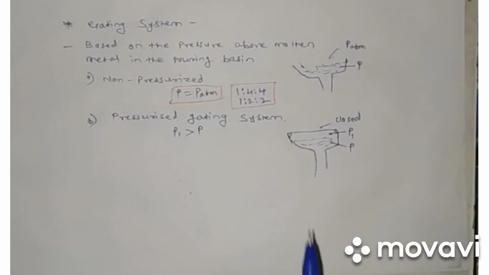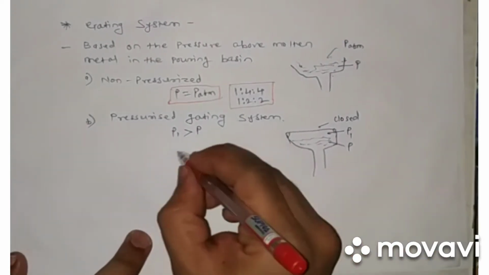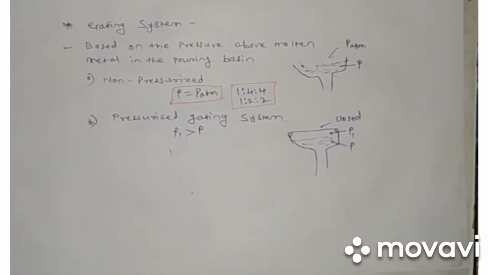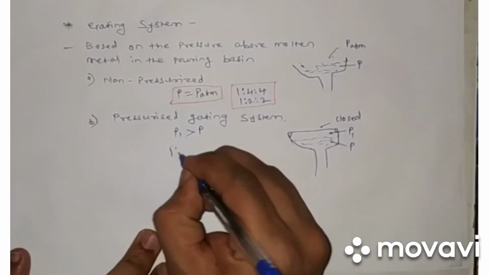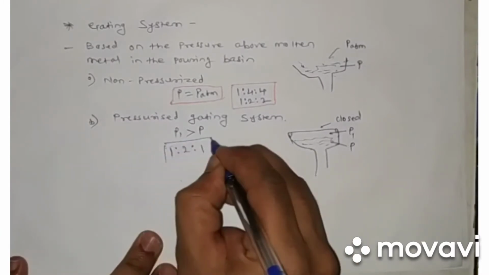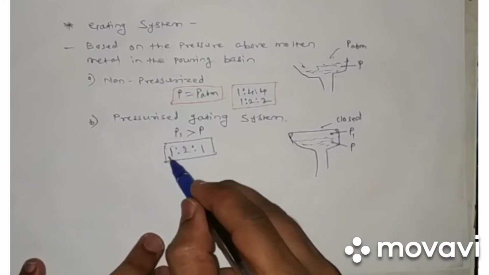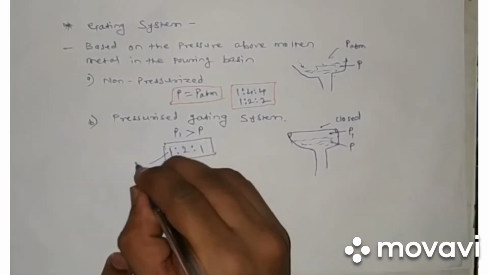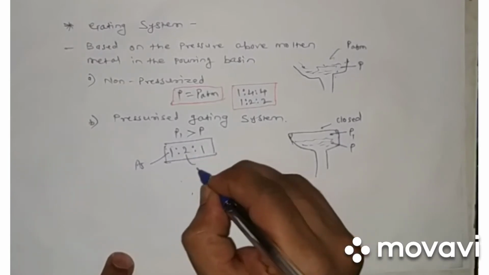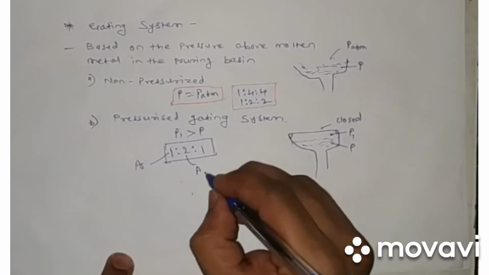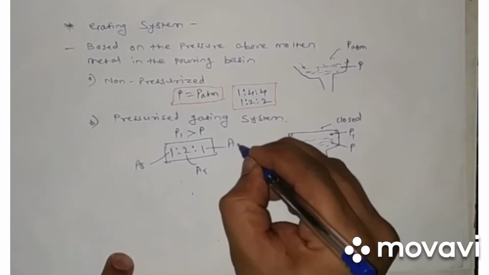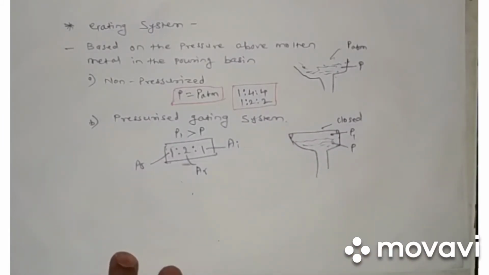And the ratio of the pressurized gating system is, let's say, 1:2:1. So it is 1:2:1. We have seen that this is nothing but the area of our sprue to the area of our runner to the area of our ingate. So this is the pressurized gating system.